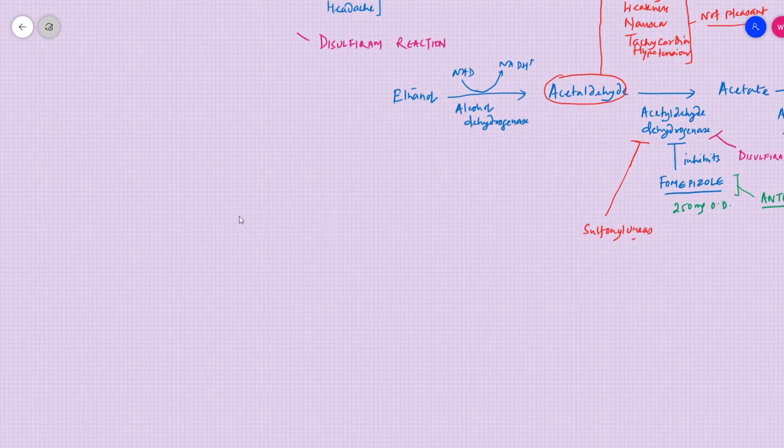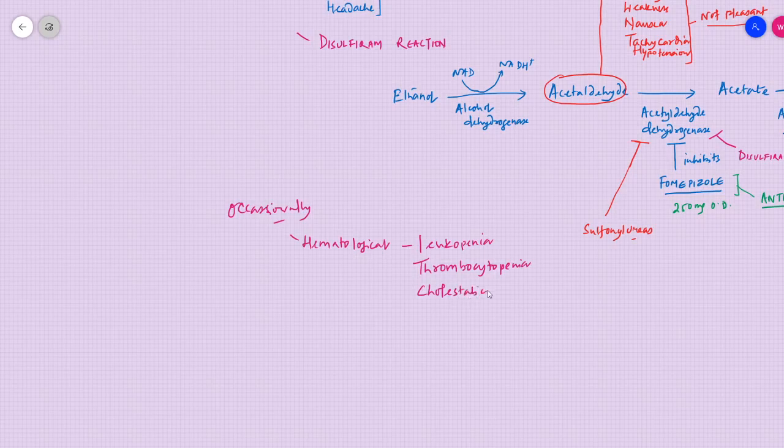Occasionally, in addition to this, let's write it here, it also causes hematological manifestations. The examples are, it may cause leukopenia. It may cause thrombocytopenia. It may cause cholestatic jaundice. So these are the hematological manifestations. And this is a manifestation where it blocks the common bile duct and causes jaundice. So this is the manifestation in the liver, or hepatic manifestation.